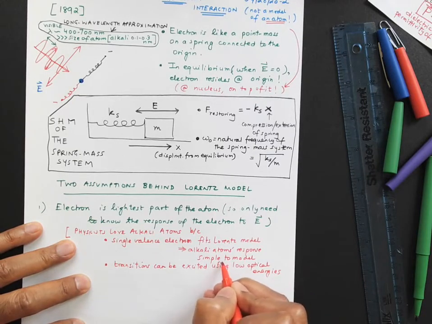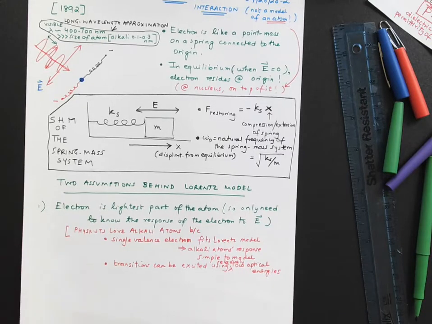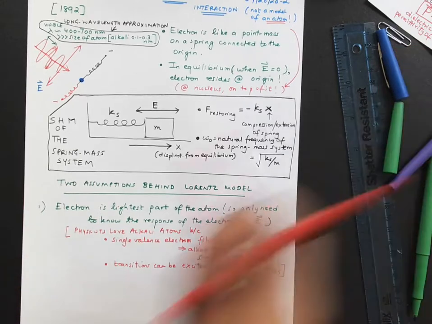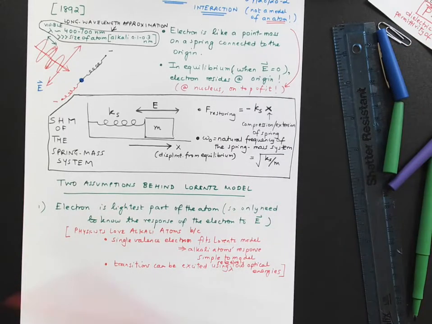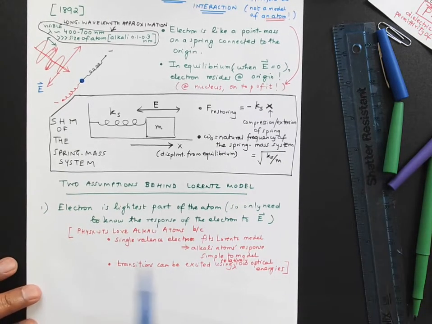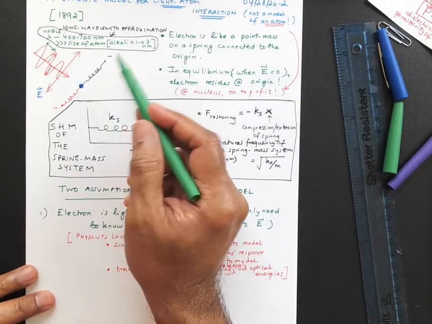So I'm just going to say using relatively low optical energies. That's something we don't have time to go into right now, but alkali atoms, that's why they're easy to excite and they're easy to model. So anyway, that's one assumption. That's why we're only looking at the electron.